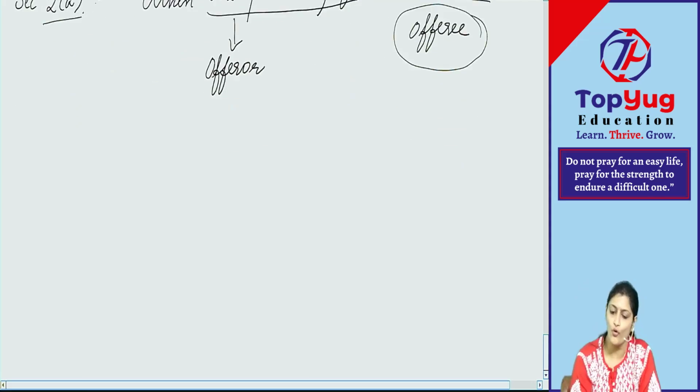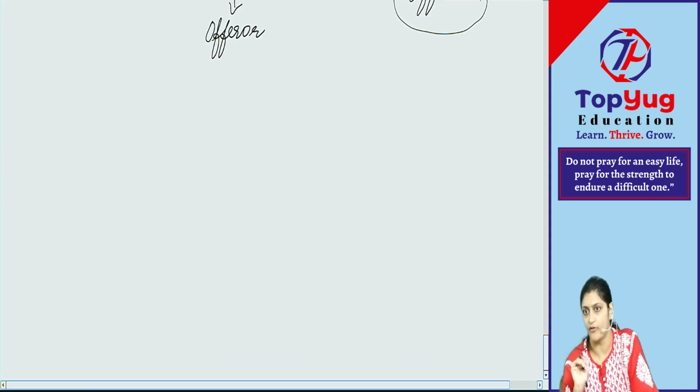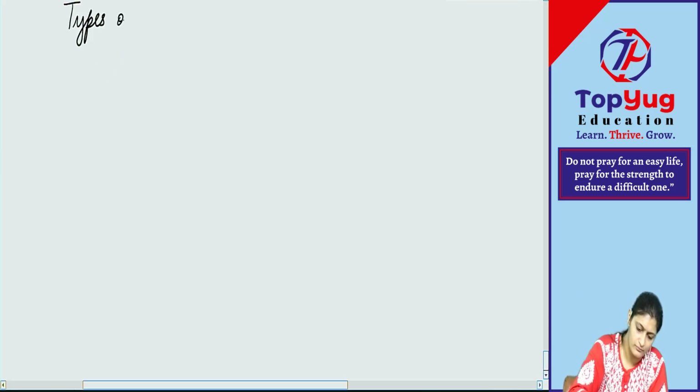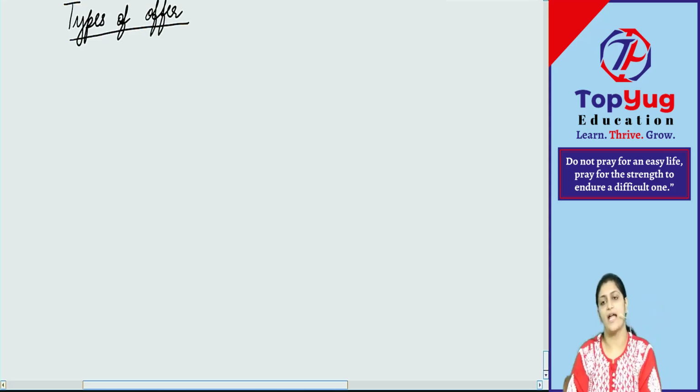Now before going to the essential elements of offer, first we are going to see the types of offer. What is that we are going to see? Various types of offer.